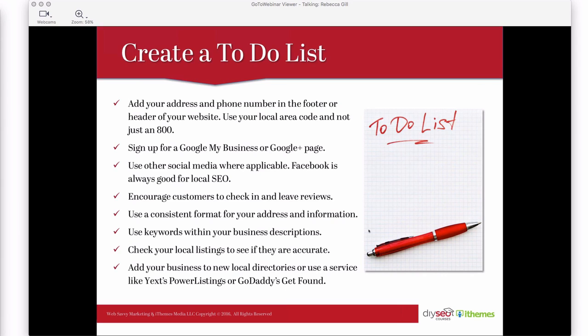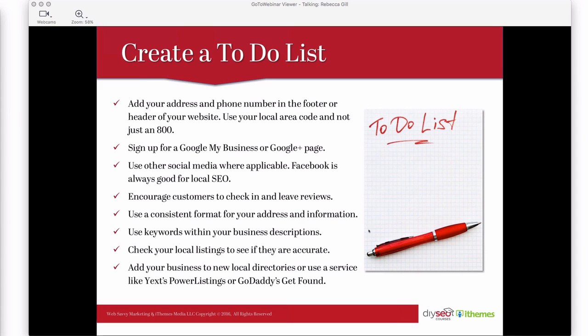Use other social media where applicable. If you don't have a Facebook page, start one. It's not a friend account where people have to friend you. It's a page where people like you. I don't care if you only have 30 likes. I want you to have that reference out there, and then I want you to build on it.